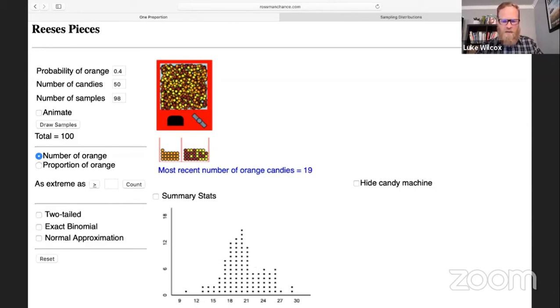Let's notice a couple of things here. First of all, it appears that the center of this distribution looks like it's about 20. The lowest value is maybe 10, and 29 is the highest value. I'm starting to see a little bit of a normal distribution here. In fact, I can click this and it shows me that there is a little bit of a normal distribution appearing there. So let's go back to the activity and let's copy this down.